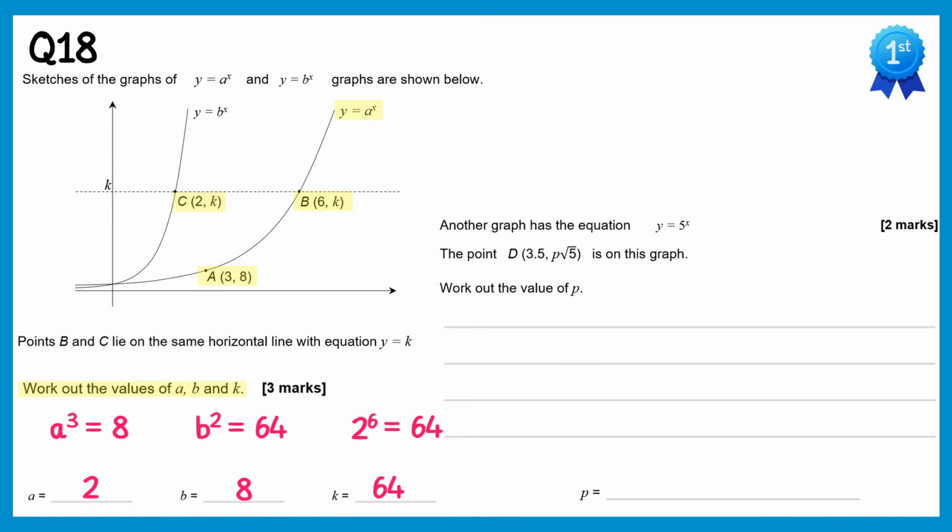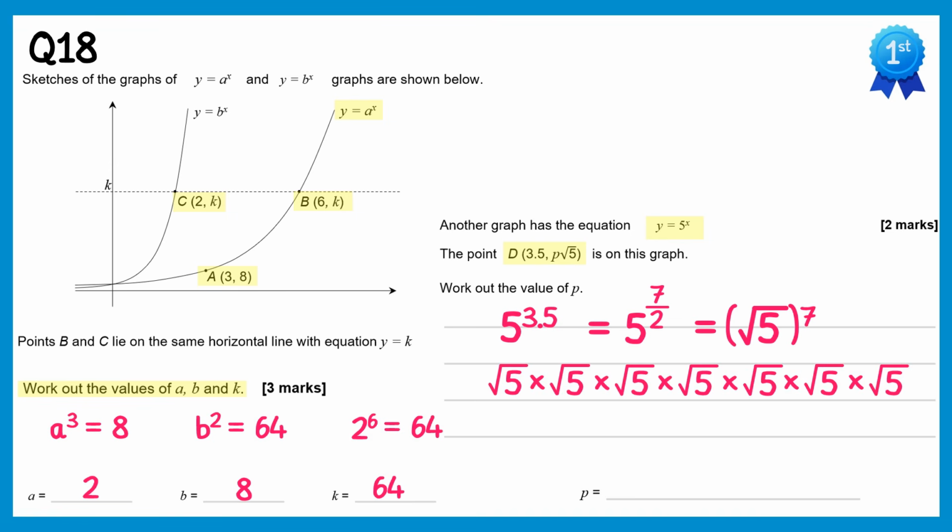For the second part of this question, we've got a different graph, y equals 5 to the power x. And we've been told a point that's on this graph, D, which is (3.5, p root 5). So we're told the x-coordinate is 3.5, so if we substitute that in, we get 5 to the power 3.5. 3.5 is just the same as 7/2, so it's 5 to the power 7/2. Now when you raise something to the power that's a fraction, the bottom number of the fraction will tell you the root you need to do, and the top number will tell you the power you need to raise this to. So since it's a 2 on the bottom, we need to do the square root of 5, and then do this to the power 7, which means the square root of 5 times by itself 7 times.